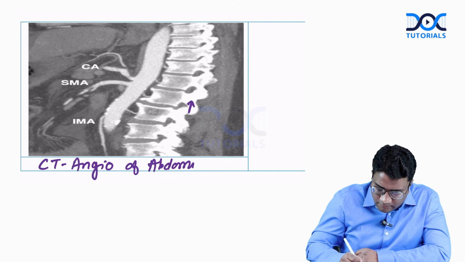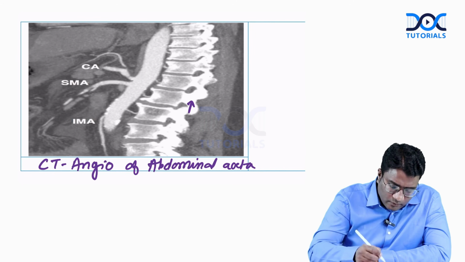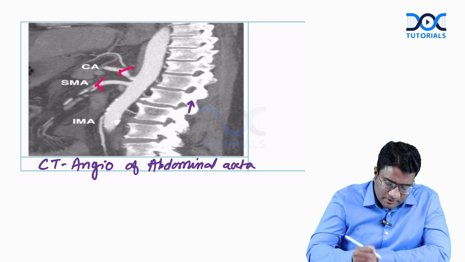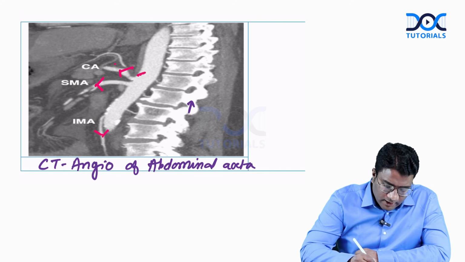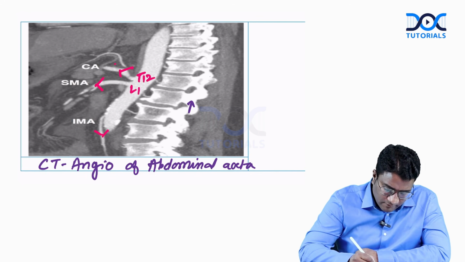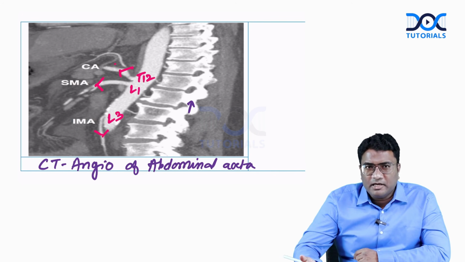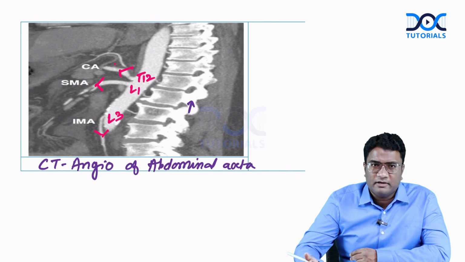This is a sagittal view given to you, and you are seeing three ventral branches. You are seeing a celiac trunk. You are seeing a superior mesenteric artery and the inferior mesenteric artery. So from the T12 level, the L1 level and the L3 level, you get these vessels coming from the abdominal aorta: the celiac trunk, the superior mesenteric artery and the inferior mesenteric artery.